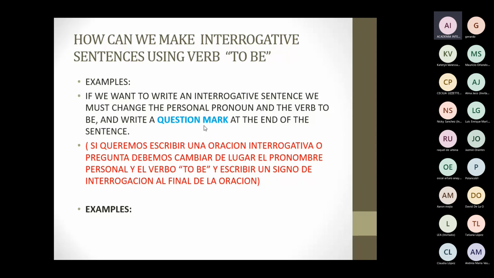So, are you friends? ¿Ustedes son amigos? Are you friends? Pero es diferente cuando hago una afirmación. You are friends. Estoy afirmando. So, you are classmates. Are you classmates? ¿Son compañeros? Are you classmates? ¿Verdad? Are you co-workers? Okay, it's different. We have to make that change in order to make a question. But when it's a written sentence, cuando es una oración escrita, we need to write a question mark at the end of the sentence, okay?